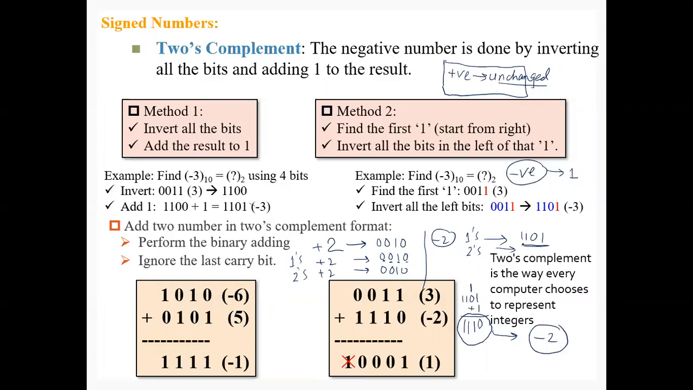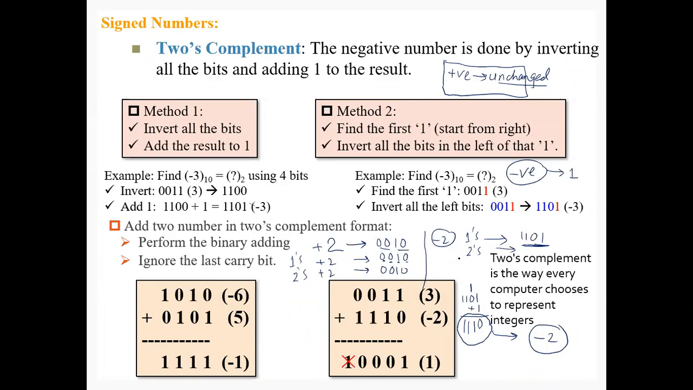This is how you represent negative 2 in one's complement, right? Because positive 2 is 0010. Negative 2 is you invert everything. I'm talking about one's complement for now. In one's complement, plus 2 is 0010. Minus 2 is 1101.